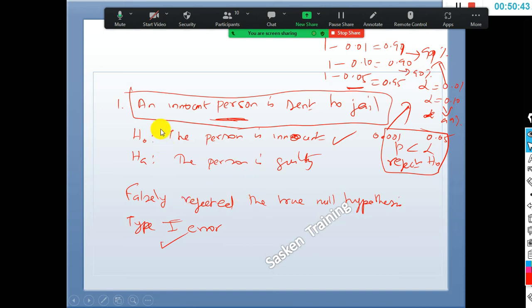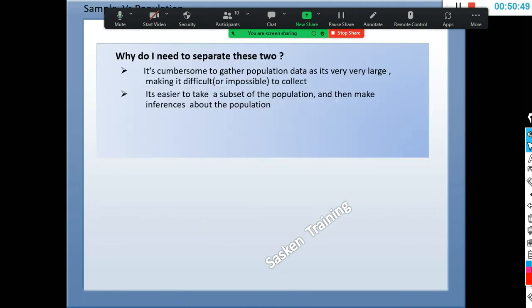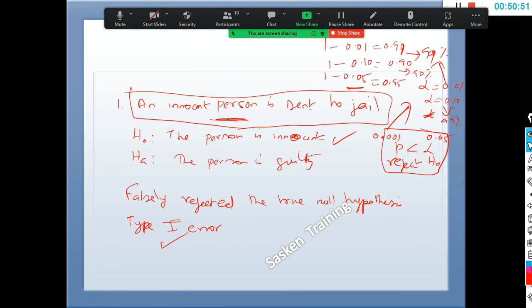So hope you understood. Falsely rejecting the true null hypothesis and failing to reject the false null hypothesis are both problems. Falsely rejecting the true null is called your type 1 error, also called the false positive, and failing to reject the false null hypothesis is called your type 2 error, which is your false negative. Okay.